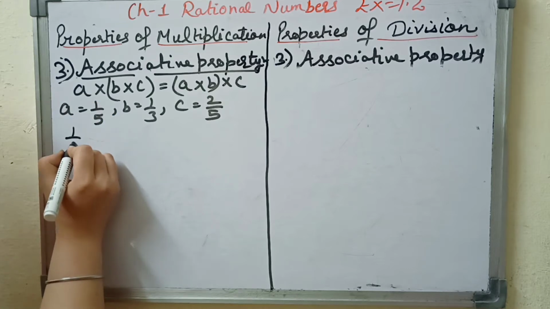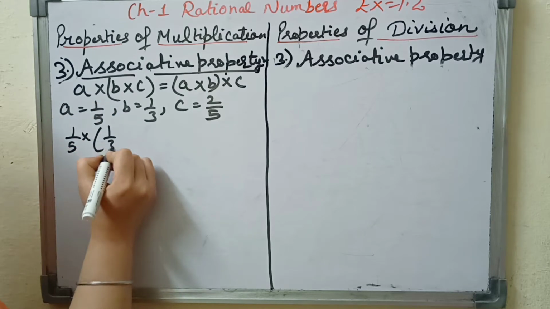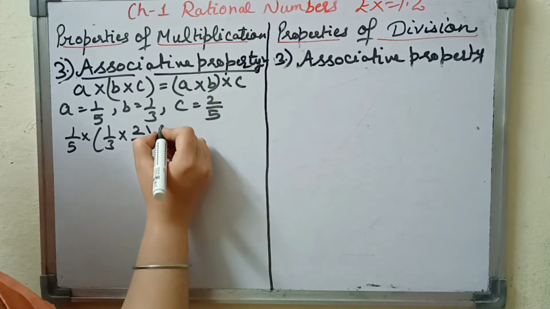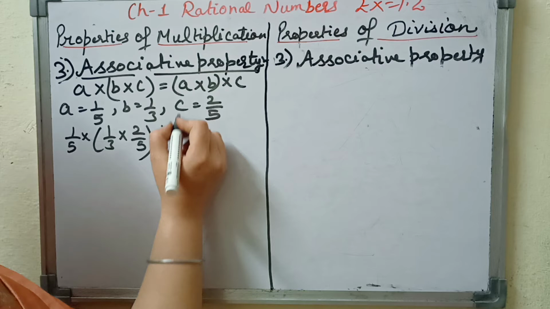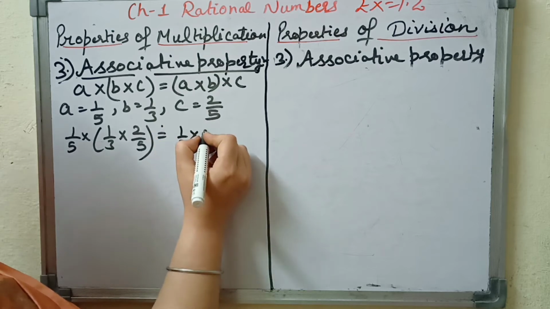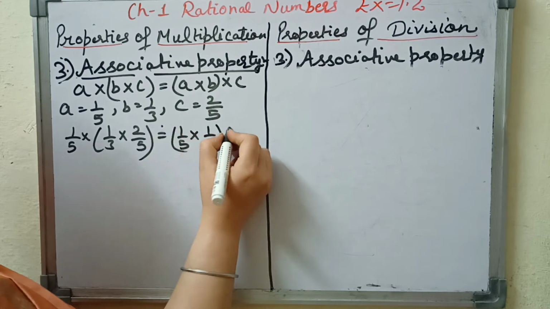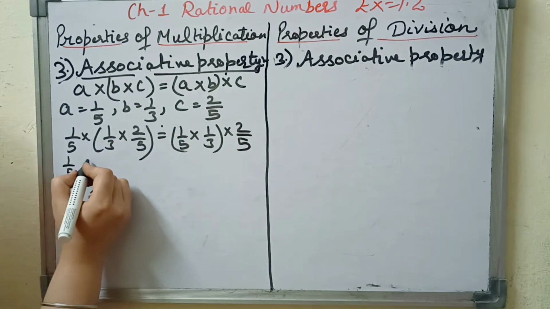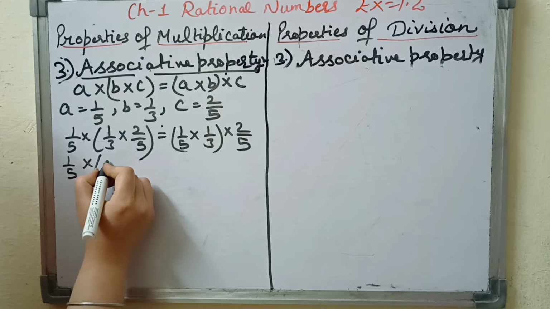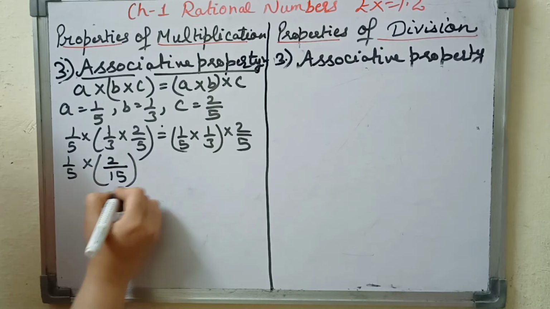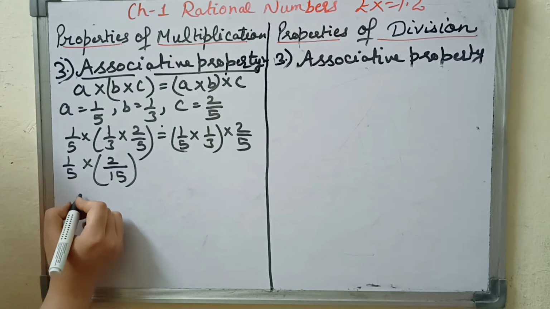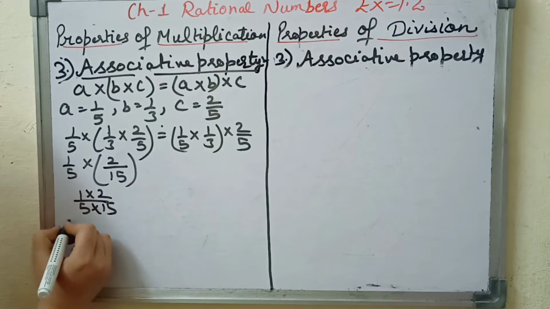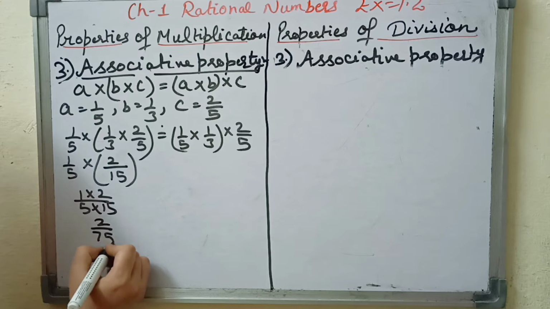Now I put A as 1 over 5, B as 1 over 3 and C as 2 over 5. On the left hand side, A is 1 over 5 and B is 1 over 3 and C is 2 over 5. First of all, I will solve the bracket and I will get 1 into 2, 2, 3 fives are 15. Now I multiply these two terms, 1 multiplied by 2 and 5 into 15, and I will get 2 over 75.